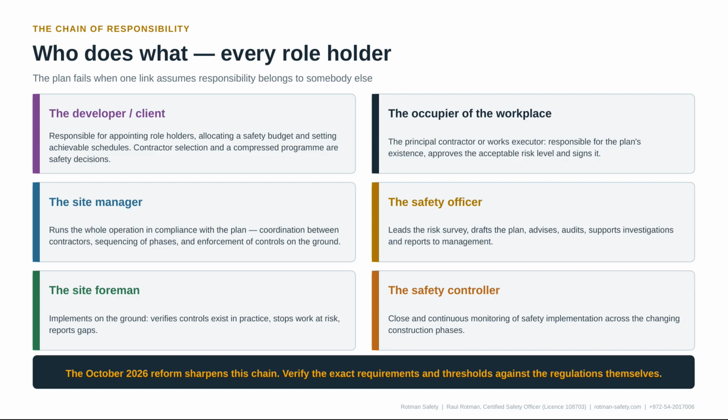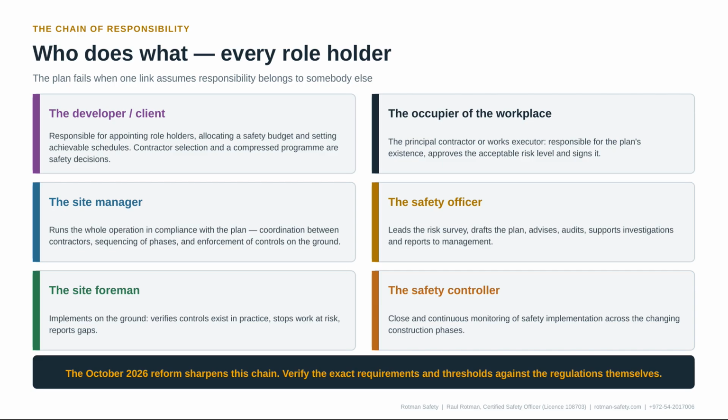Now, responsibility. This is where plans fail, and it does not begin with the site foreman. The developer or client is responsible for appointing role holders, allocating a safety budget, and setting achievable schedules. Contractor selection and a compressed program are safety decisions in every sense. The occupier of the workplace, the principal contractor or works executor, is responsible for the plan's existence, approves the acceptable risk level, and signs it.